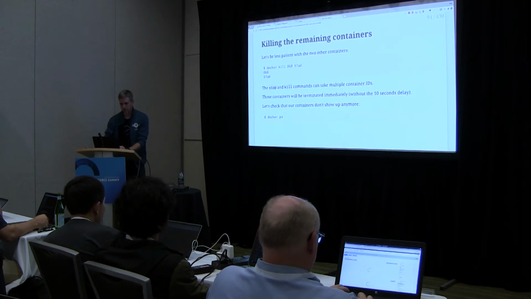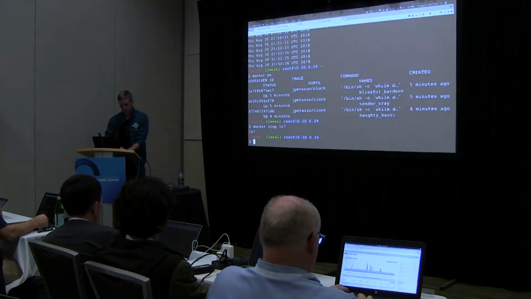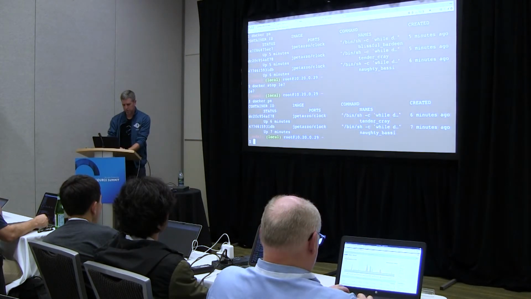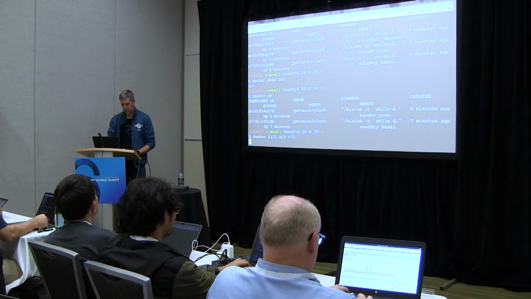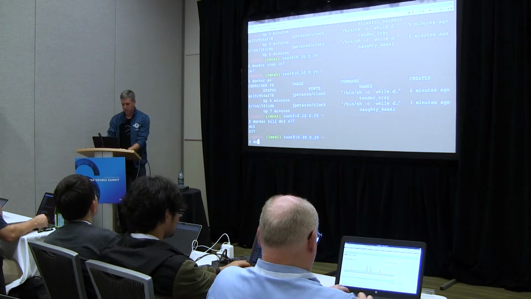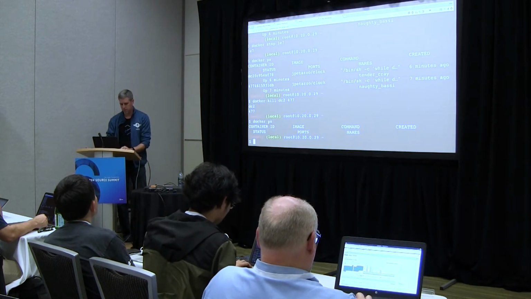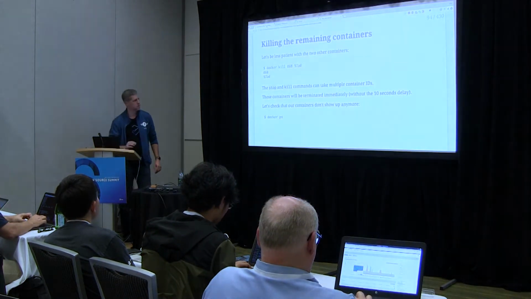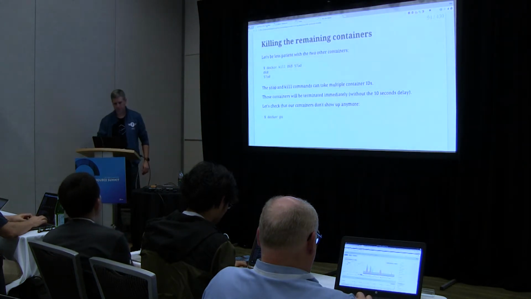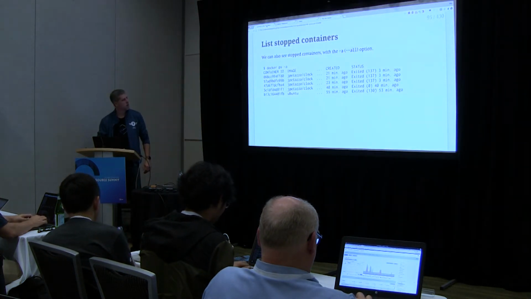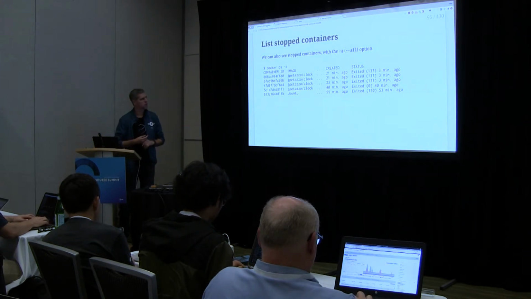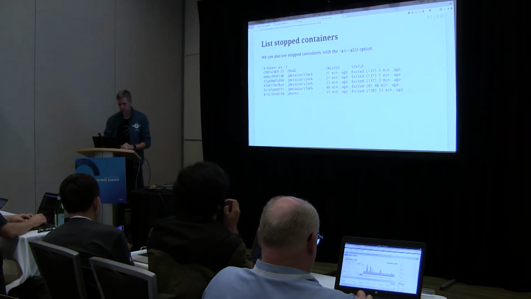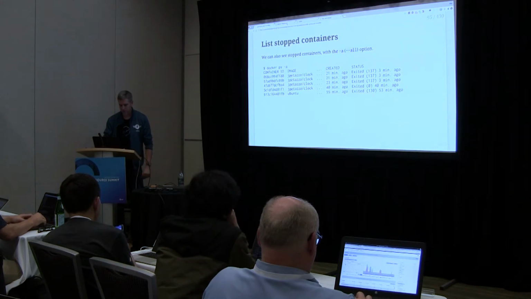So again, we can kill the other two. At this point, docker ps, docker kill, DC2 477. And now if we type docker ps, we don't see any output at this point. But if we add the -a flag to docker ps, we'll actually see all the containers we've run so far.